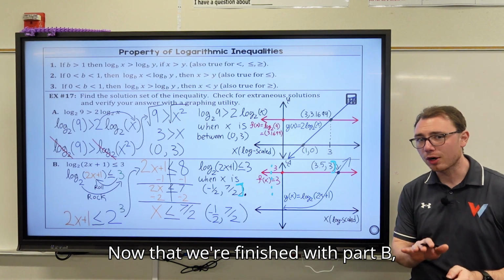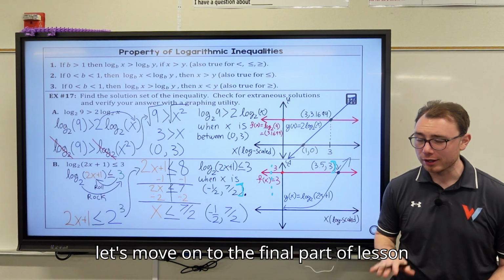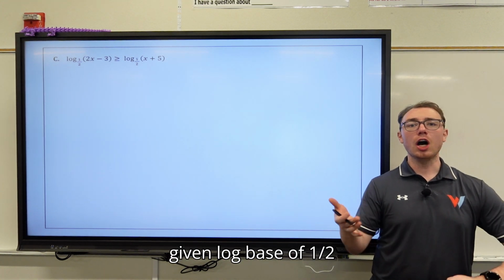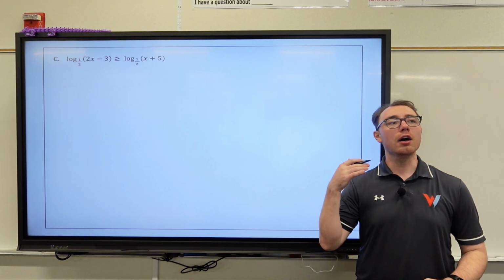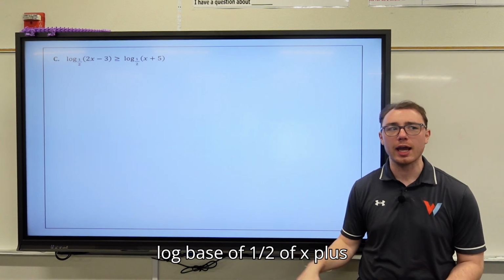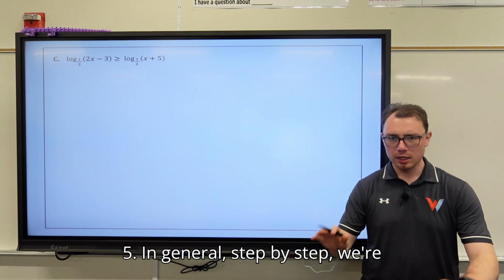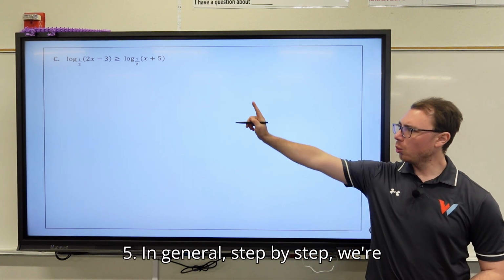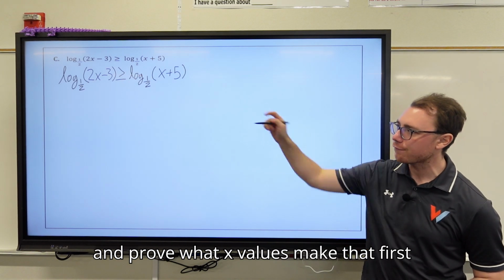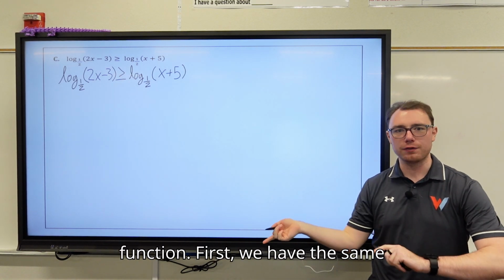Now that we're finished with part B, let's move on to the final part of lesson 13B. In part C, we are given log base 1/2 of 2x minus 3 is greater than or equal to log base 1/2 of x plus 5. In general, step by step, we're given this function here. We want to try and prove what x values make that first function greater than that second function.